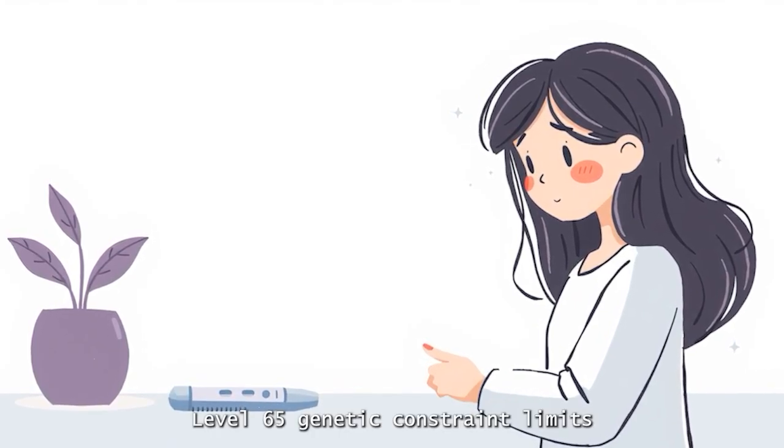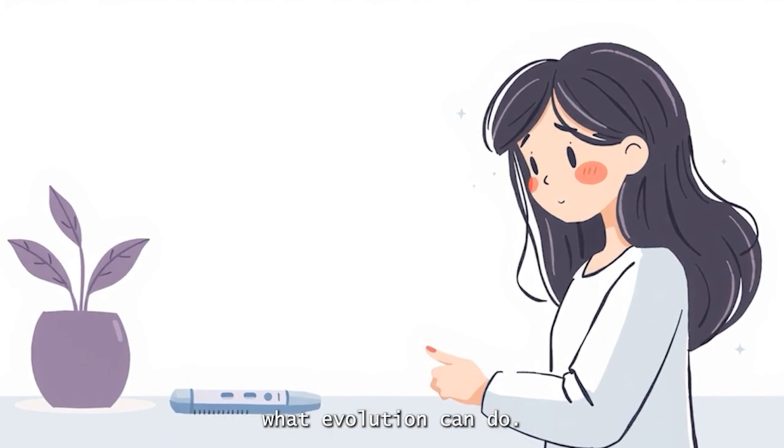Level 65. Genetic constraint limits what evolution can do.